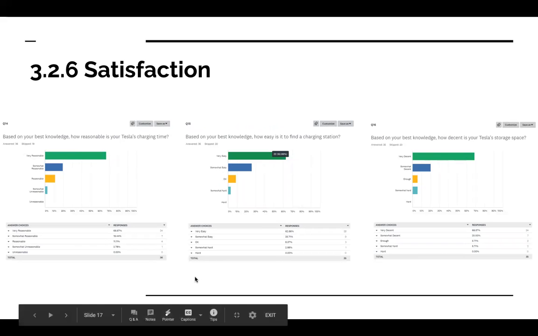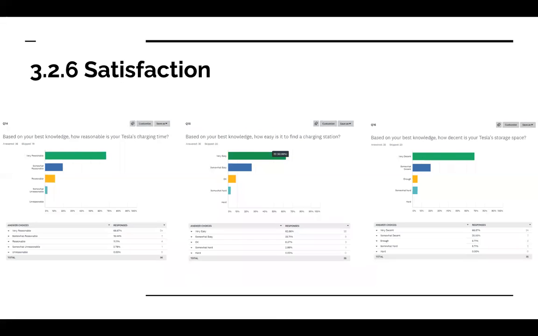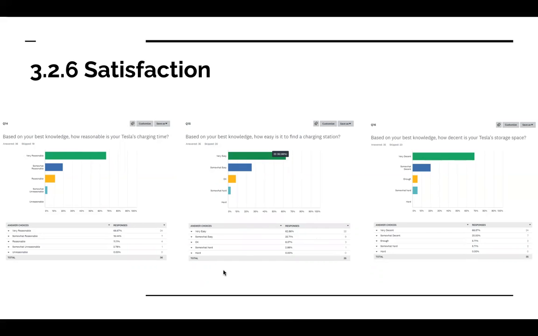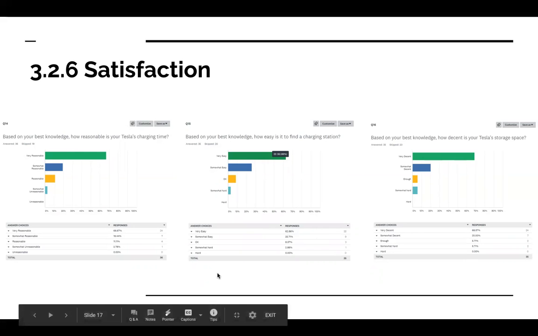Satisfaction. We use the filter question, do you own a Tesla, to ensure questions about satisfaction and post-decision sharing are only answered by those who own a Tesla vehicle. The responses are distributed similarly when respondents are asked about their satisfaction level towards Tesla's charging time, how easy it is to find a charging station, and storage space. Tesla owners are satisfied with their Tesla. The answer of overall satisfaction level matches those results too. The average overall satisfaction level is 4, with 1 being completely unsatisfied and 5 being very satisfied.